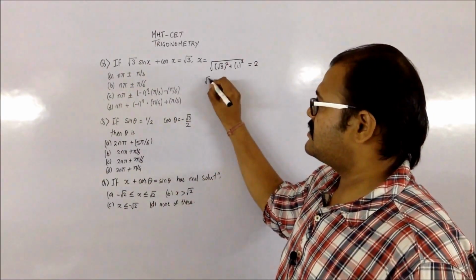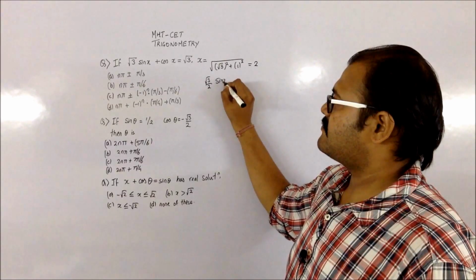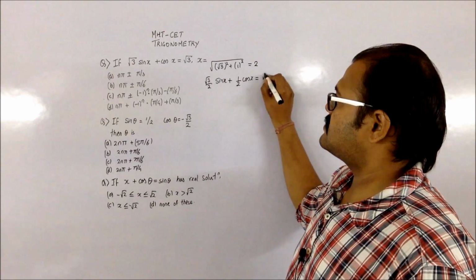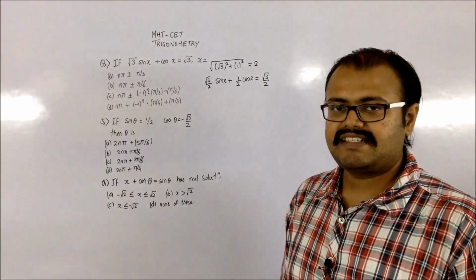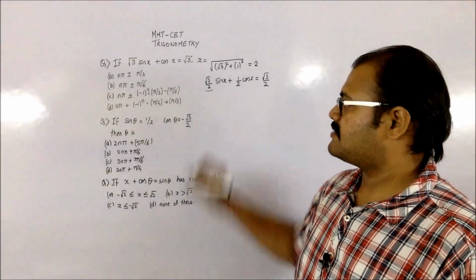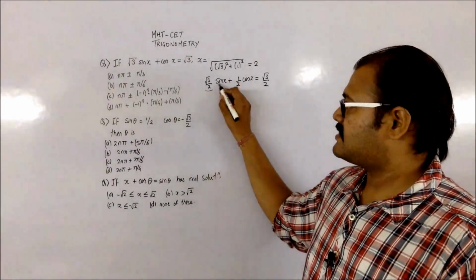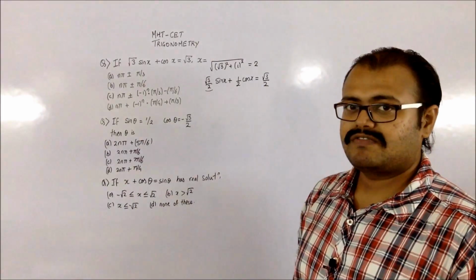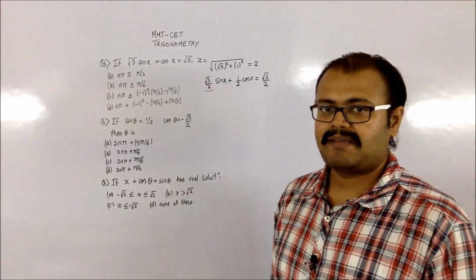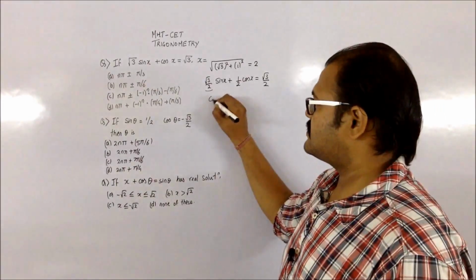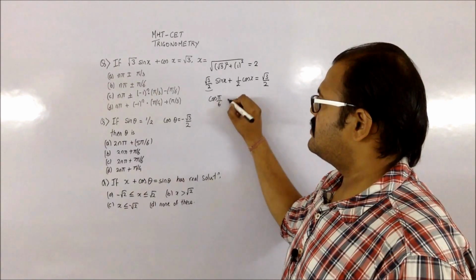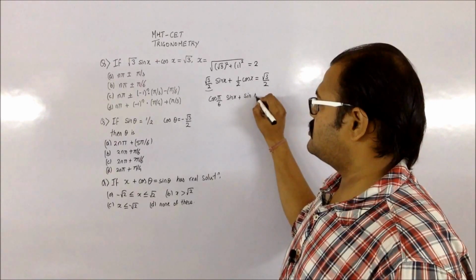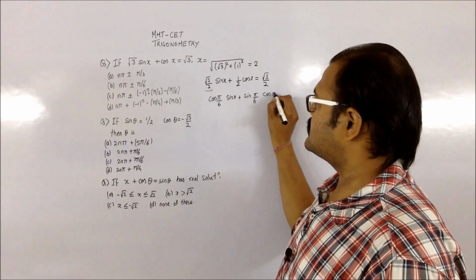So you will be getting it as root 3 by 2 sine x plus 1 by 2 cos x equals root 3 by 2. Once you have divided the equation, you have to try to represent this term as cos. With a sine you should have a cos, with the cos you should have a sine. So my root 3 by 2 will come when I am having the cos as pi by 6. So I am having this as cos pi by 6 into sine x plus, now this should be your sine term, so that's going to be sine pi by 6 into cos x.